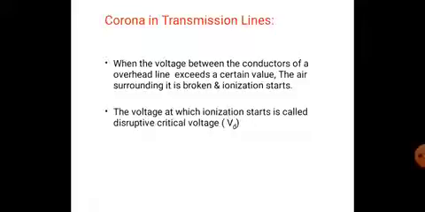Now the corona. When the voltage between the conductors of an overhead line exceeds a certain value, the air surrounding is broken and ionization starts. When an overhead transmission line has large spacing in comparison with the diameter and the alternating voltage applied exceeds a certain definite value, then the air surrounding the conductors is subjected to electrostatic stress. That is, ionization starts. The voltage at which ionization starts is known as critical disruptive voltage.